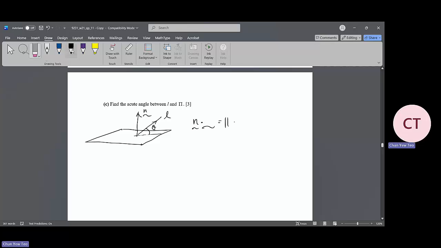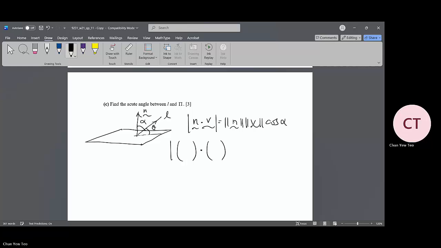Maybe I call it v, the directional vector of the line. What we found is actually the alpha over here. So to find the acute angle, we just put the modulus. So we can just put it like this.